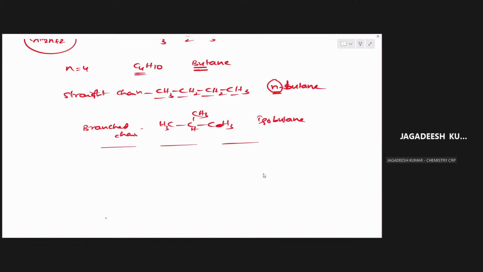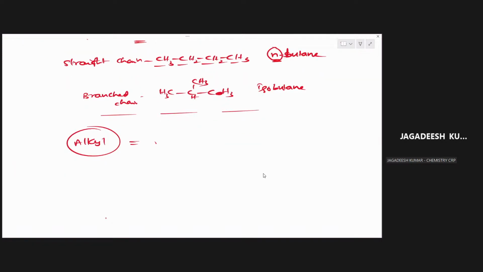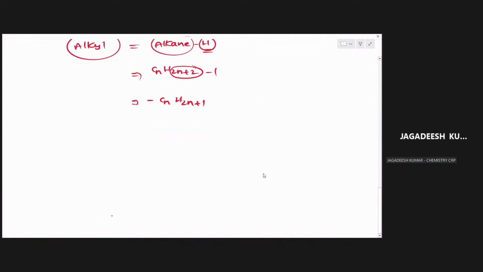Next, we have to discuss alkyl also. Yesterday I already mentioned this. Alkyl means alkane minus hydrogen. From alkanes we have to remove one hydrogen. The alkane general formula is CnH2n+2, so there are 2n+2 hydrogens, and I am removing one hydrogen. Then we get CnH2n+1. That means one bond is still vacant, like this.